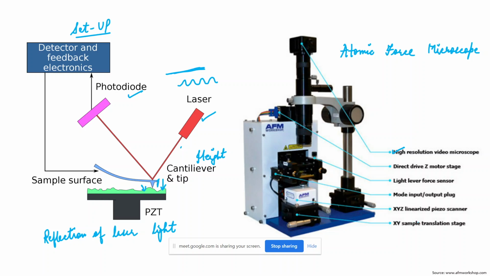Okay. Then we have this XYZ piezo scanner. I forgot to mention this. This PZT is actually a piezoelectric translation stage. So what do we mean by piezoelectric? Basically, piezo means pressure, something that is generated by pressure. So here you are measuring the kind of pressure that your cantilever is experiencing, and that is why this is a piezoelectric method or piezoelectric stage.